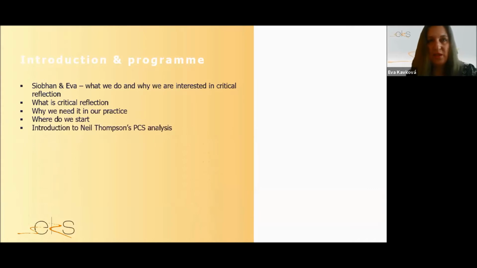And then we shall introduce you to one tool which we think is really useful when you want to start with critical reflection, and it's the PCS analysis, which means personal, cultural, and structural analysis, which was created by Thompson. It was created for social work, but we think that it's very close to what we're doing. So it's something that you can use in your practice. And it's based on an anti-discriminatory approach, but Siobhan will explain more about it later on.